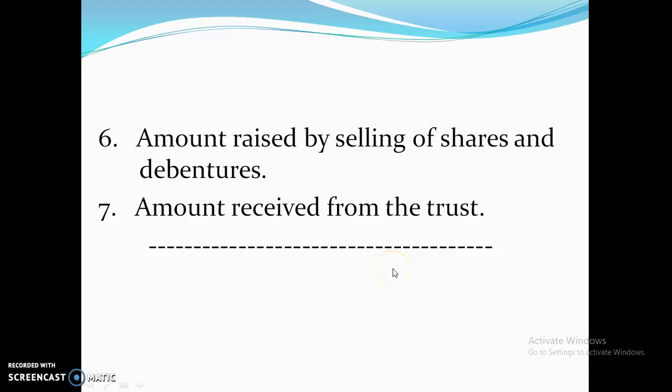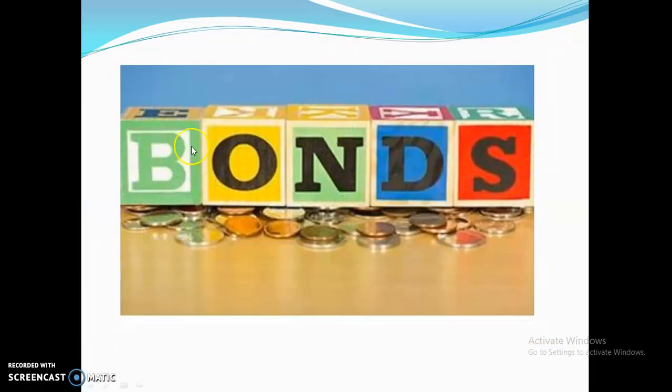I hope this topic is clear. In the same session, we move on to the next topic, which is bonds. Now, bonds are also a debt capital to a company.